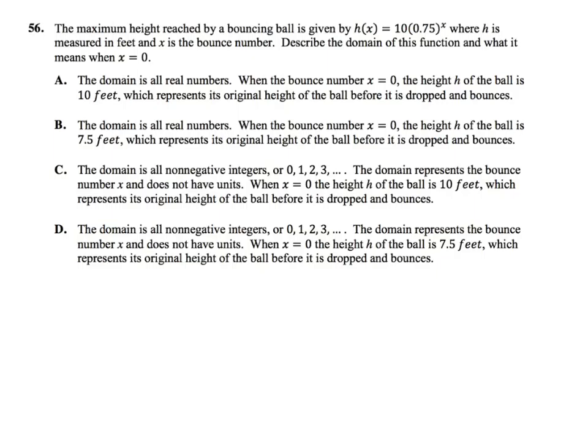Okay, last one in this set. The maximum height reached by a bouncing ball is given by this function. So remember, there's our initial value, there's our common ratio to the power of x, where h is measured in feet and x is the bounce number. Describe the domain of the function and what it means when x equals 0. All right, so let's draw a graph.